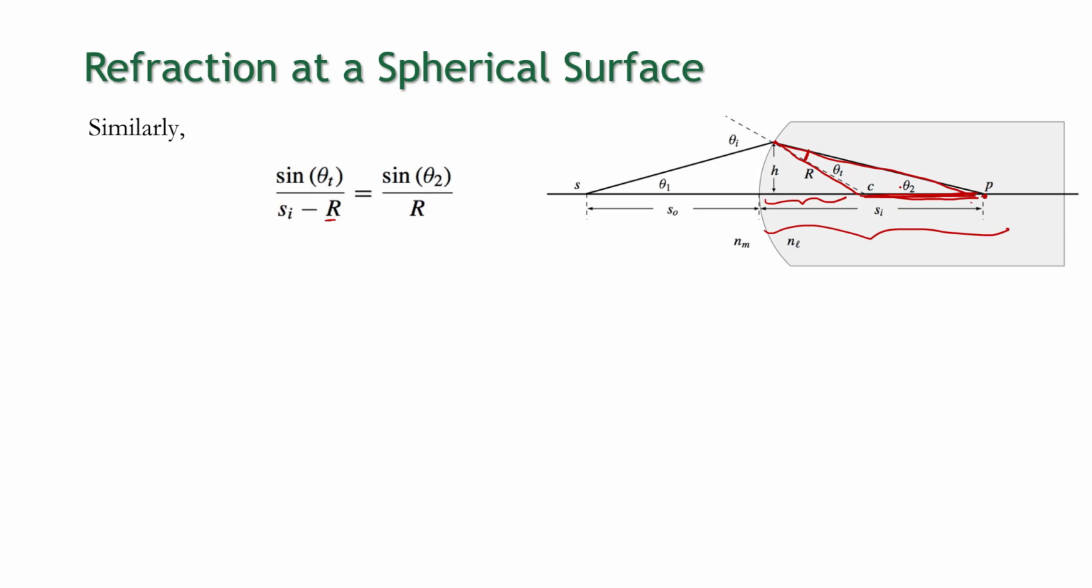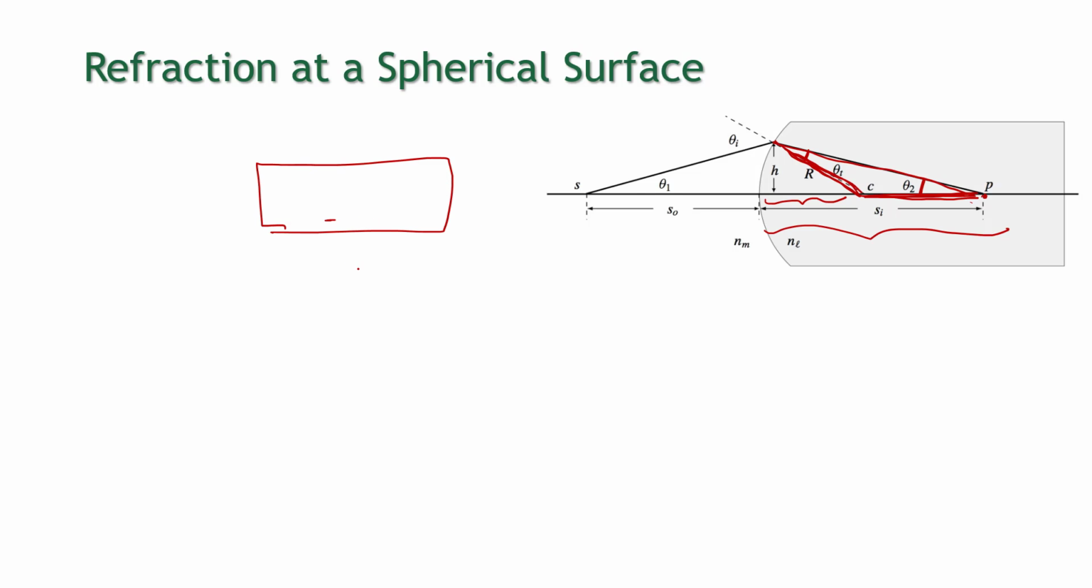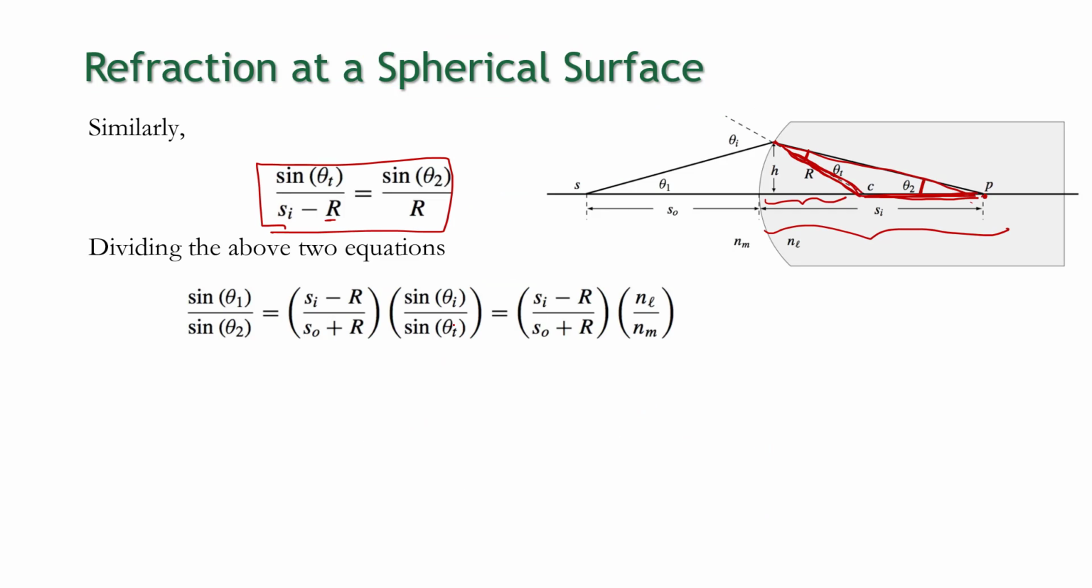And then let's consider this angle theta 2. Sine of that over the opposite is R here. That's R. Okay, you get that. So we have two expressions. One is this one, and the other one is this one. So divide the two expressions. By dividing, you get this expression. You're just dividing the previous one with this one.